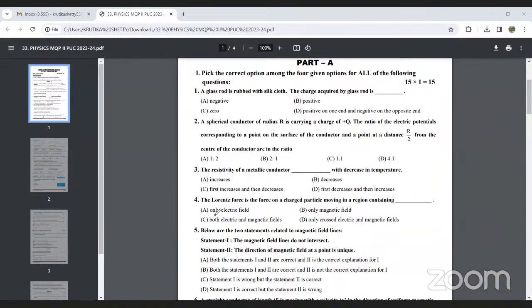See the fourth question. The Lorentz force is the force on a charged particle moving in a region containing: only electric field, only magnetic field, both electric and magnetic field, only crossed electric and magnetic fields. Yes, all are saying option C. Option C is both electric and the magnetic field. Option D is crossed electric and the magnetic fields.